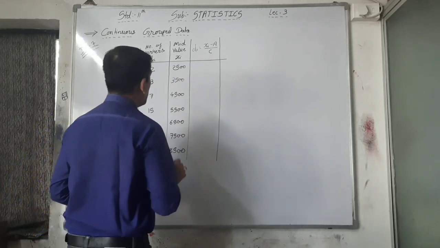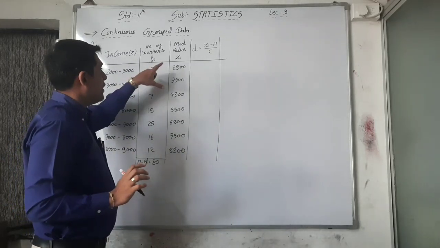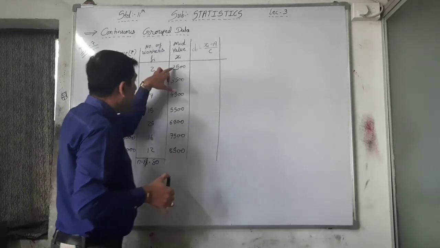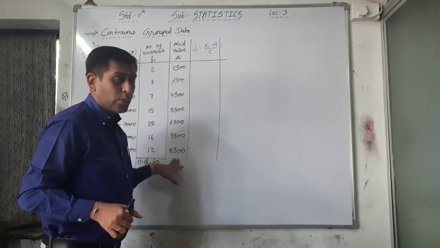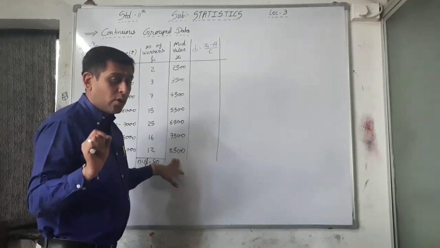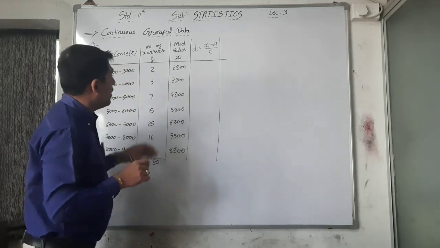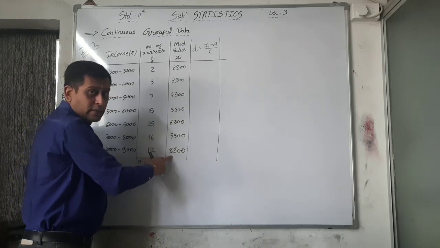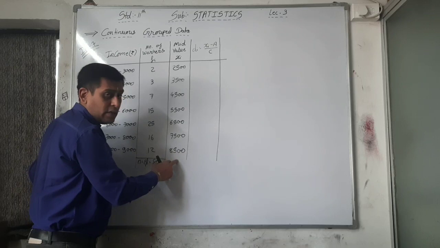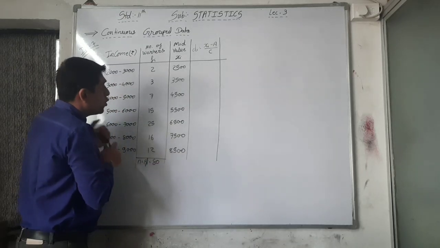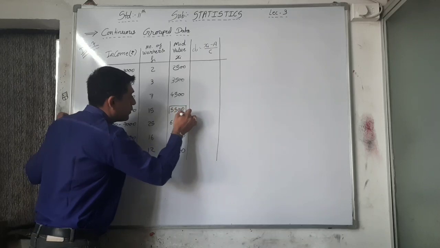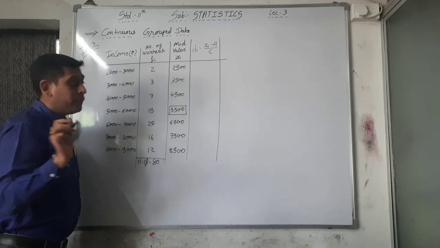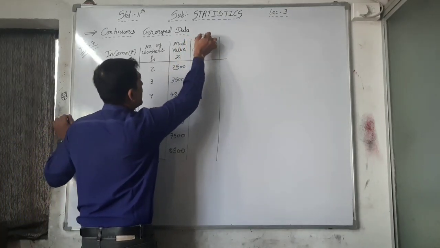Okay, so what is your A? First of all, see, in the last sum we took A as what? Smallest value plus highest value divided by 2. Here also we can do this, but here we can see that 1, 2, 3, 4, 5, 6 and 7, the middle observation, the middle one, you can take as your assumed mean. That is your A.